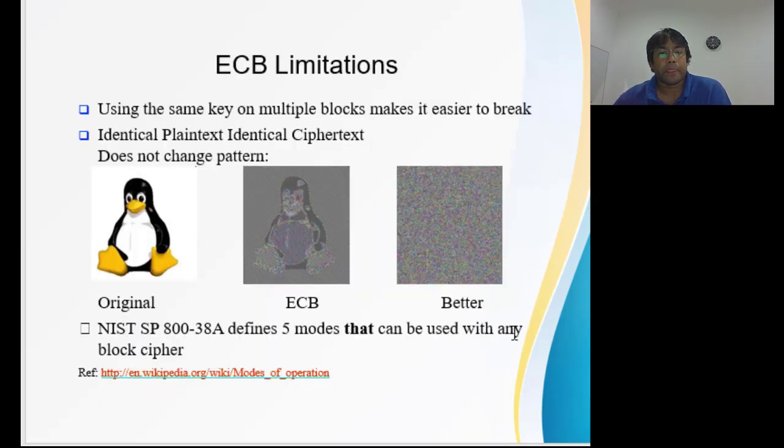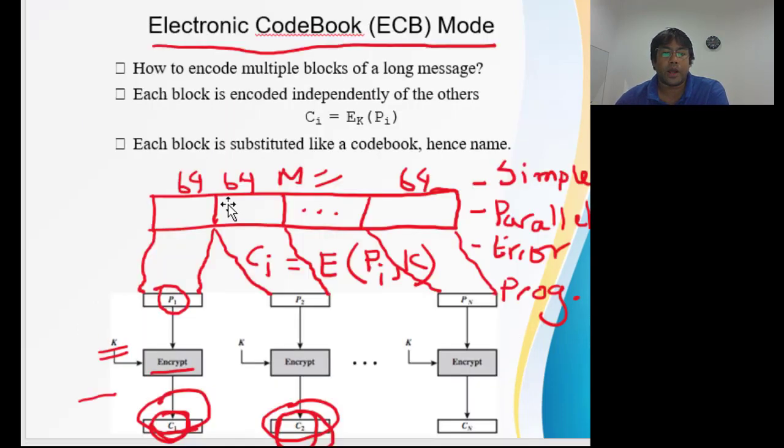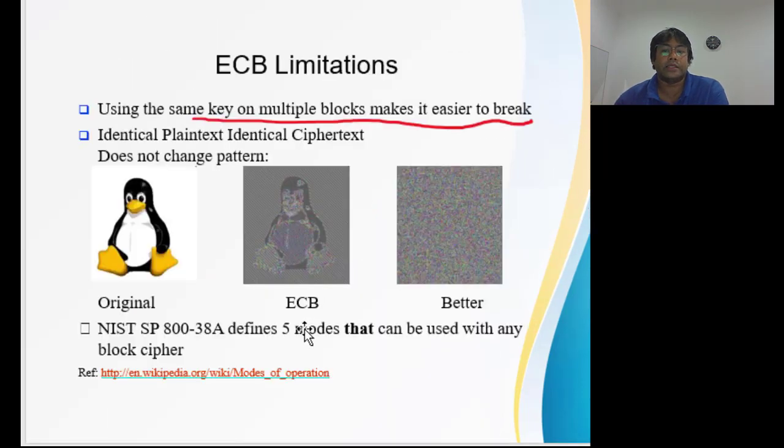First of all, since the same key is utilized for all the blocks, this is easier to break. As we can see here, only one key is used to encrypt all the blocks and there is no other key or other data involved. That's why this is easier to break.